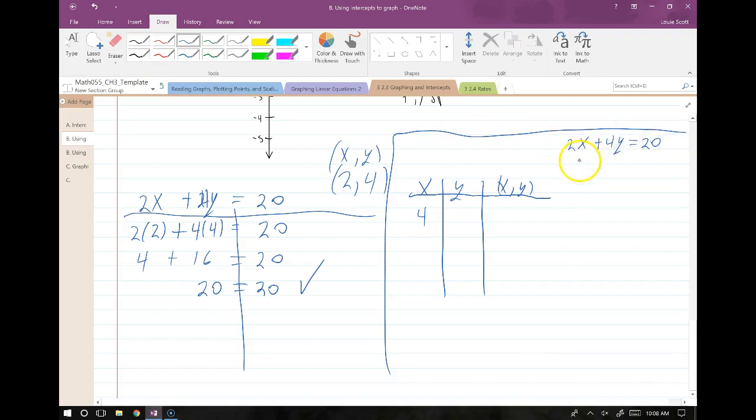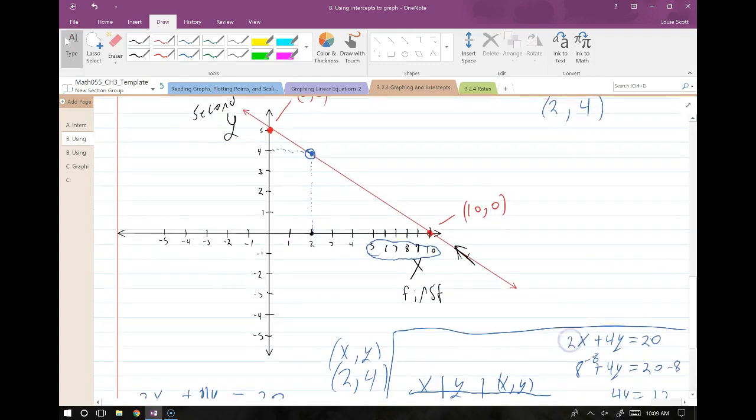If x is equal to 4, this 2x turns into an 8 plus 4y equals 20. And then I have 4y equaling, if I subtract 8 from both sides, then I get 4y equals 12, and y equals 3 if I divide both sides by 4. So I have 4, 3. That means one of my pairs should be 4, 3. Let's see if that's roughly where the graph ends up.